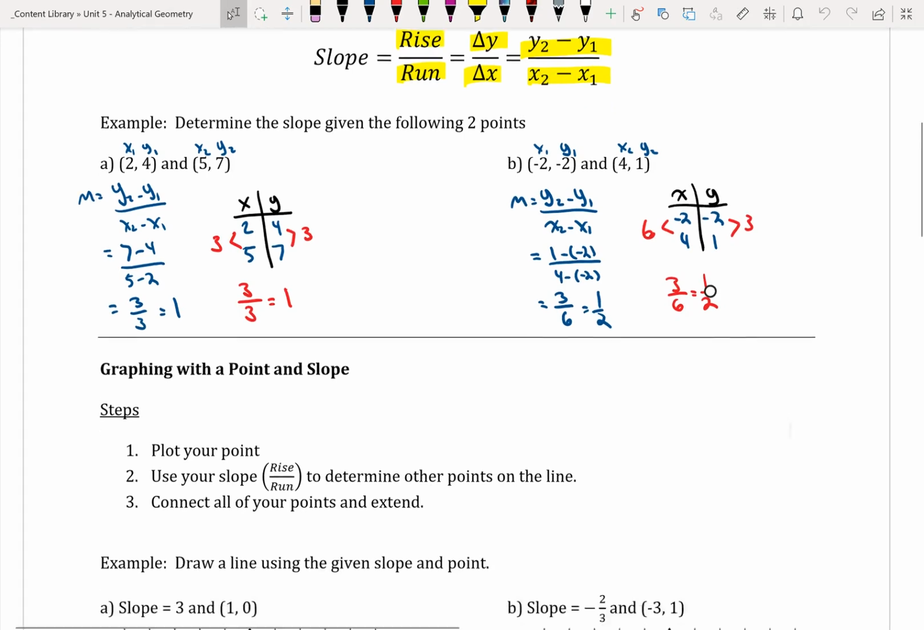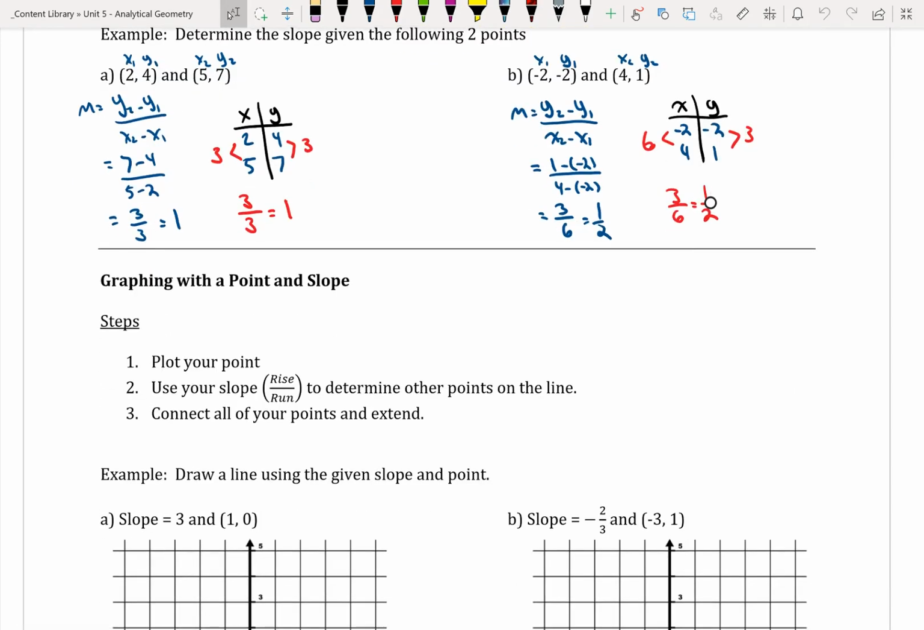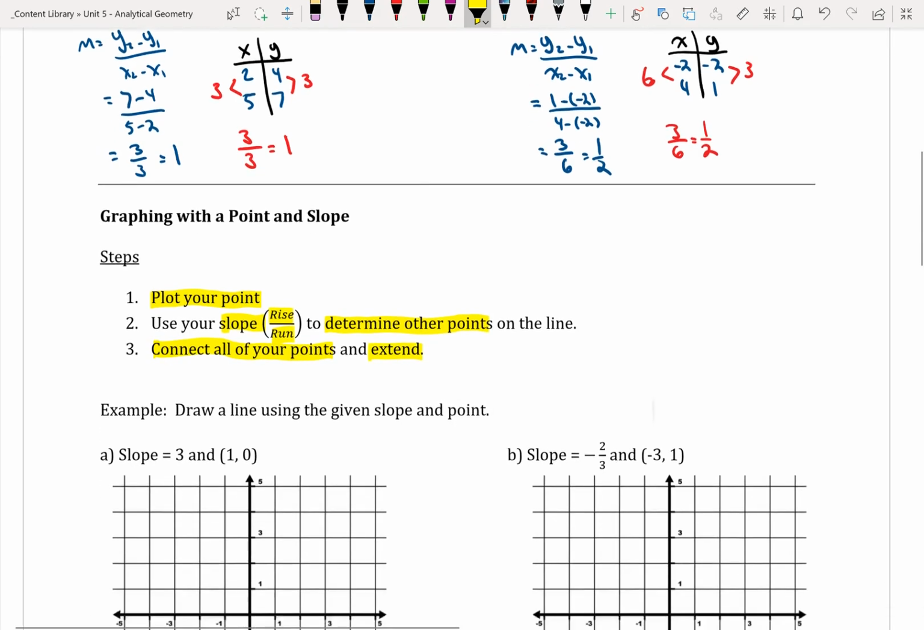So when we're graphing with a point and slope, there's 3 steps we want to follow. The first step is we want to plot the point that we're given. Secondly, we're going to use our slope, which we know is rise over run, to determine other points that are going to be on this line. Once we have other points, we're going to connect all of them and extend our line.